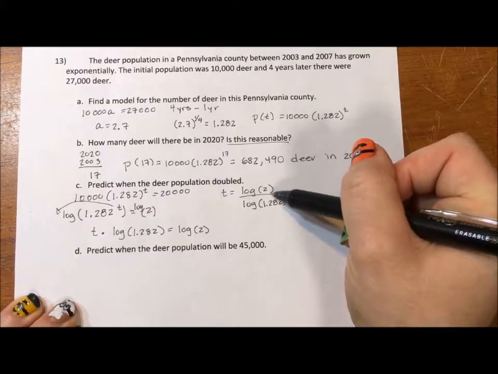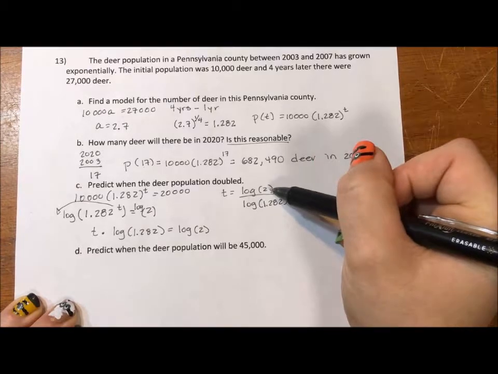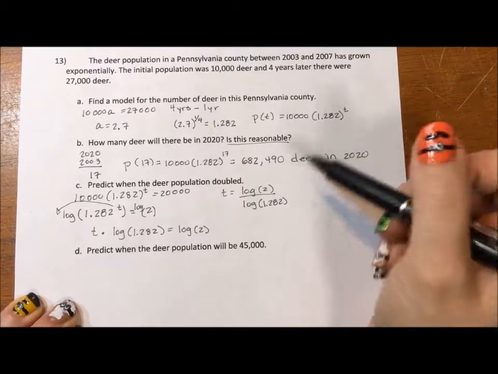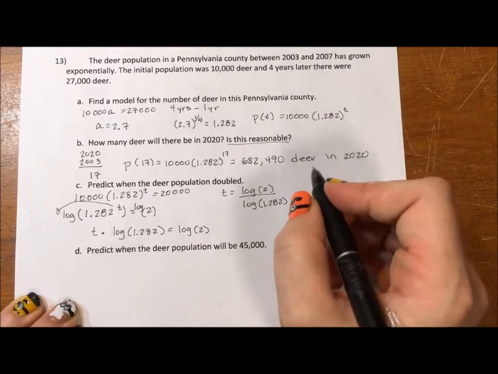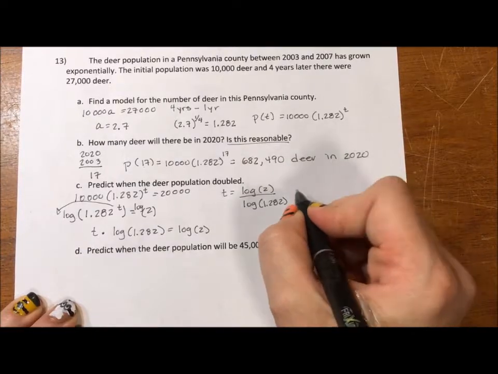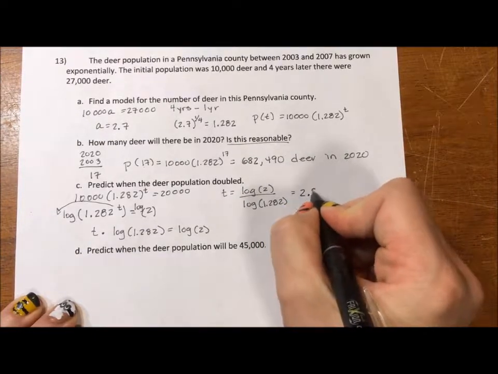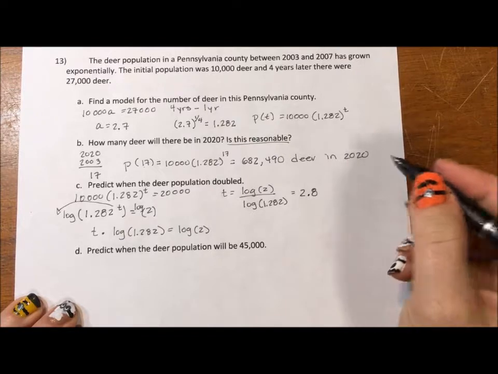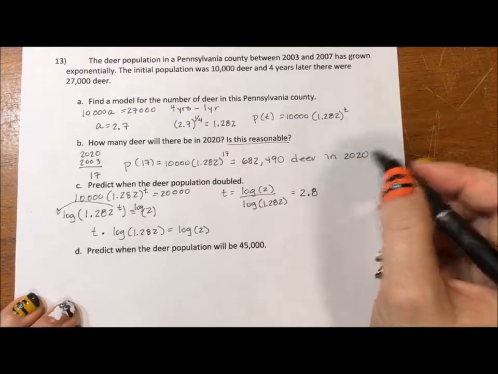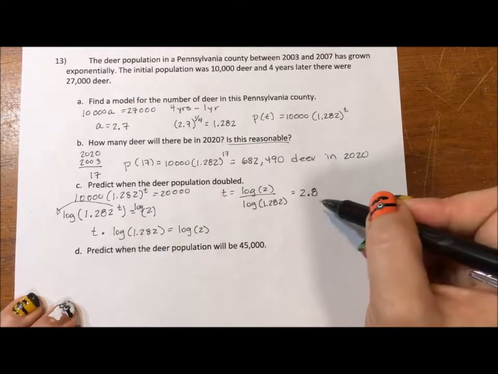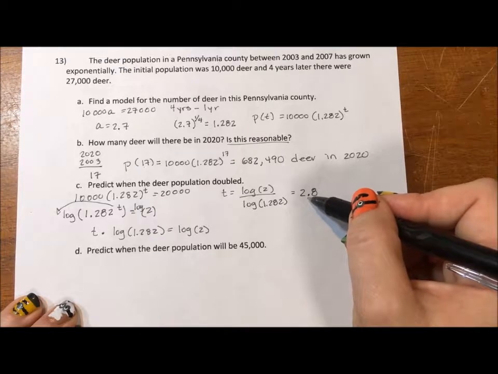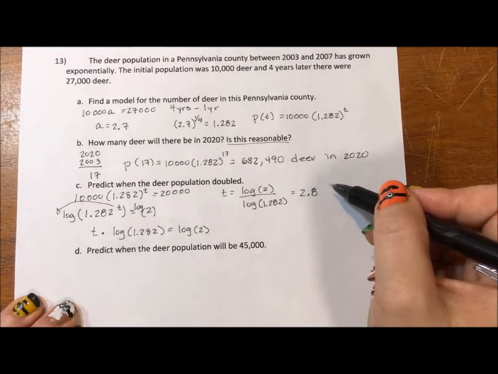Make sure you close this parenthesis when you're using your calculator, otherwise the calculator will throw this into the parenthesis, you'll get the wrong answer. Anyways, the answer ends up being 2.8. It'll double in 2.8 years. Now, we want to know when. We want to know a calendar year, and we can't write 2005.8. It doesn't make sense.